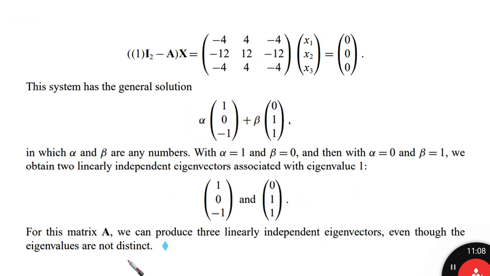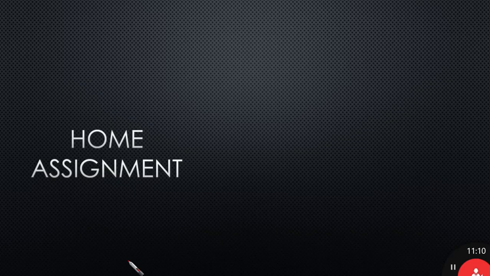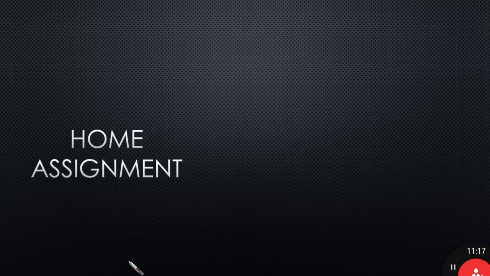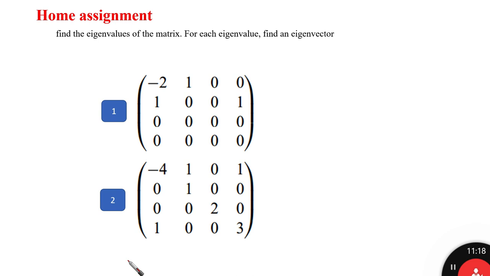Anyway, now I think that we have enough knowledge regarding eigenvalues and eigenvectors, and we can go to the home assignment. So this is the home assignment. Find the eigenvalues of the matrix. For each eigenvalue, find an eigenvector. We have these two problems, so please solve them, and I hope that they are going to be easy for you to solve.